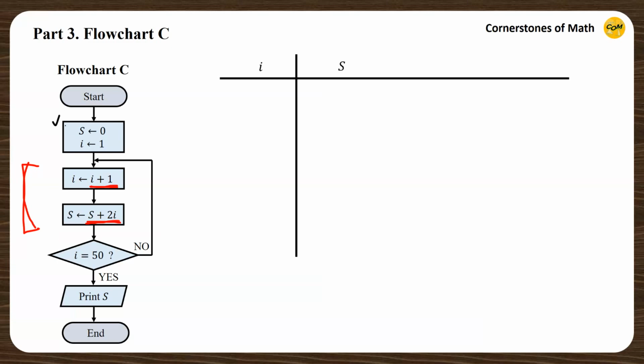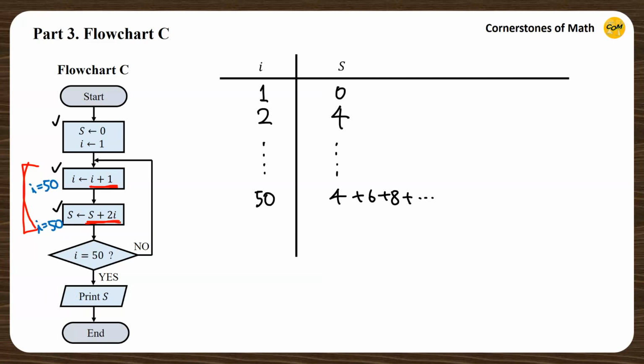So let's see how that affects the final value of S. We start the same. S is 0 and I is 1. And then I is increased to 2 right away. Then 2i is added to S, so the added value is 2 times 2, which is 4. Therefore, S starts with 4 this time, and the very last term added to S is when I is 50.